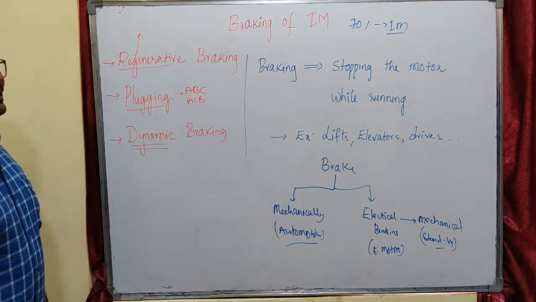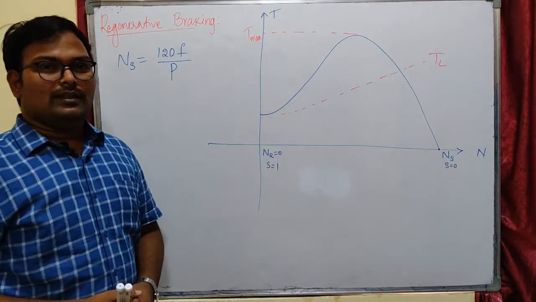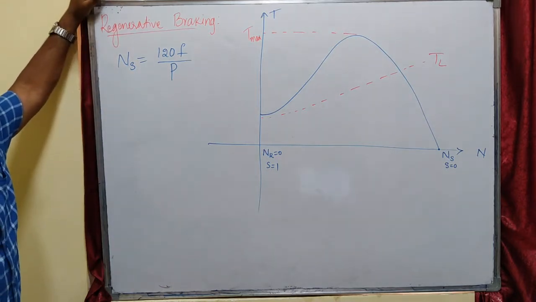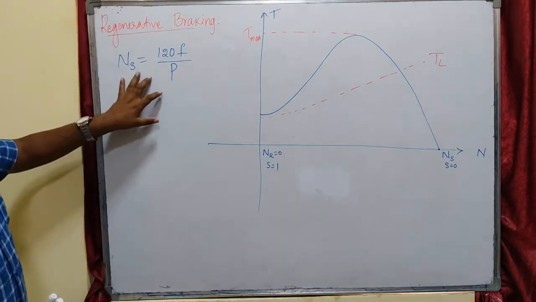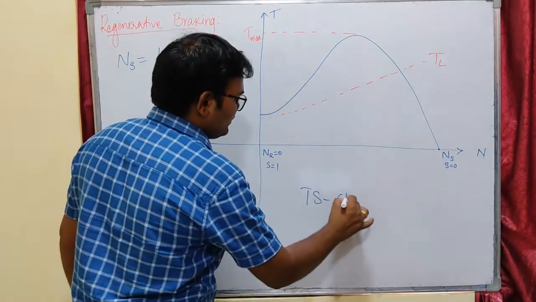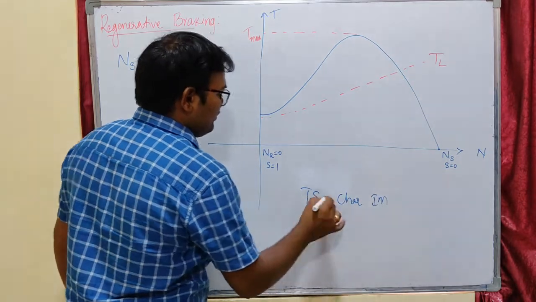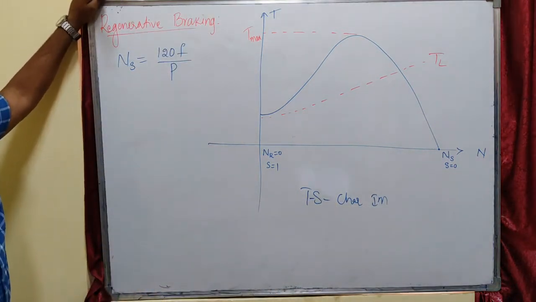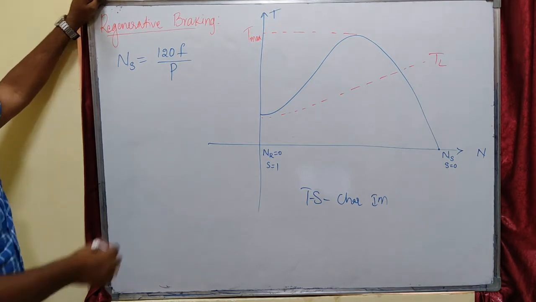First, let us take regenerative braking. We have to stop the machine while running. For that, here I have considered the torque-slip characteristics of our induction machine. This is the expression for the synchronous speed of the machine, 120 f by P. Now look at this.